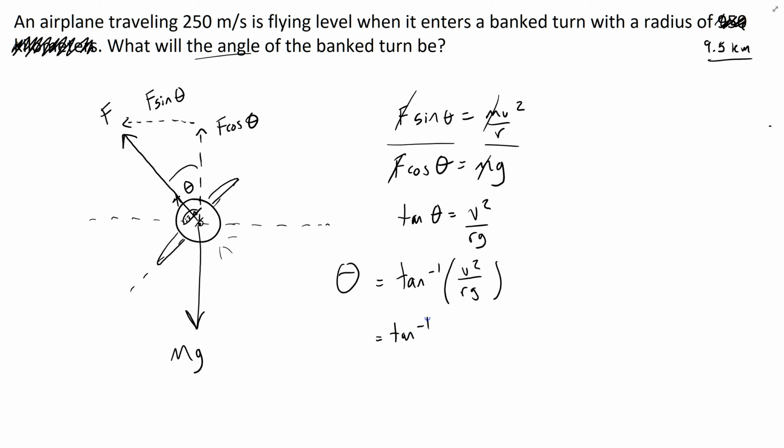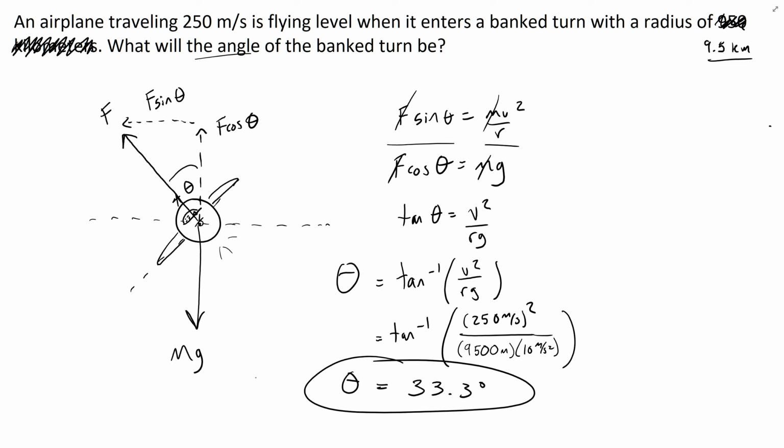So tangent inverse of the velocity, 250 meters per second, the whole thing squared, then you divide it by the radius. We're going to use 9.5 kilometers, so we need to convert that to meters by multiplying by 1,000. So 9,500 meters times 10 meters per second squared. When you put this into your calculator, you should get 33.3 degrees. Congratulations. You did good.